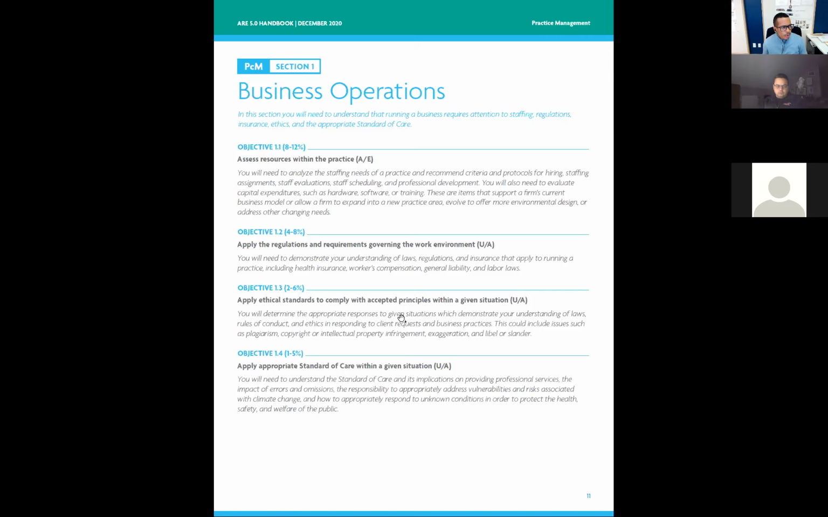So objective number 1.2, apply the regulations and requirements governing the work environment. You will need to demonstrate your understanding of laws, regulations, and insurance that apply to running a practice, including health insurance, workers' compensation, general liability, and labor law.